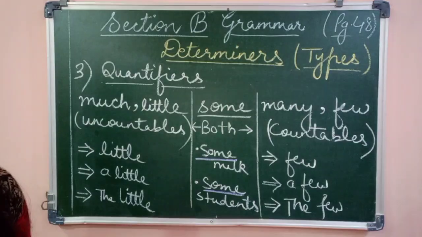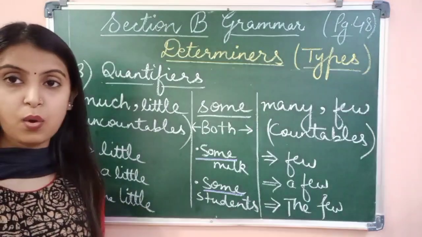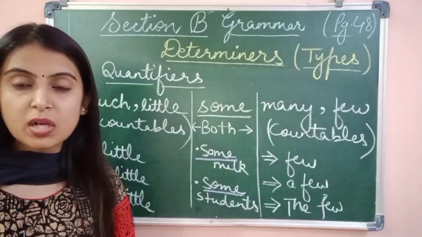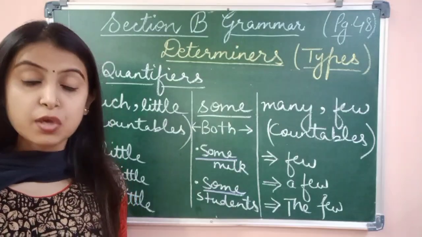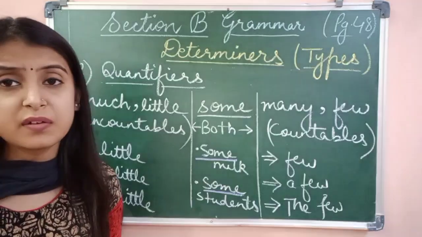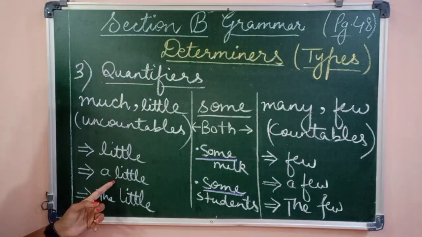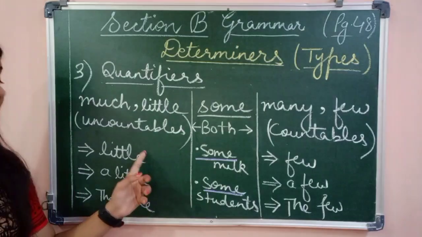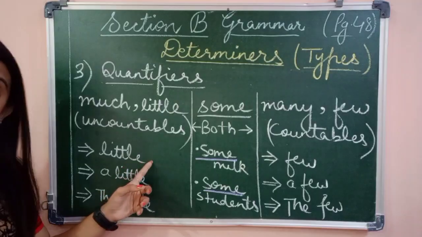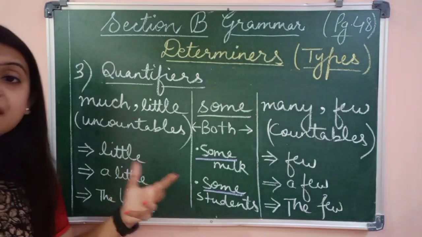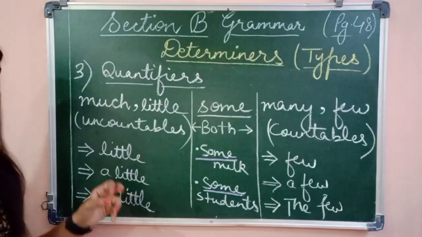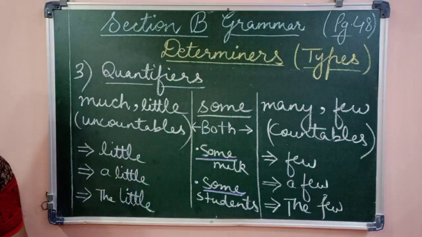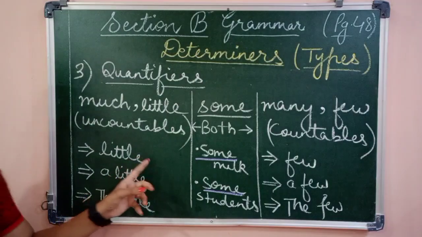Let me explain to you. Little means hardly any or negligible. If I say there is little water in the glass, it means that hardly any water is there. A little is used to show something positive, more than little. There is little water in the glass, it means negligible, hardly any. But if I say there is a little water in the jug, a little is used to show something positive, it means something more than little.